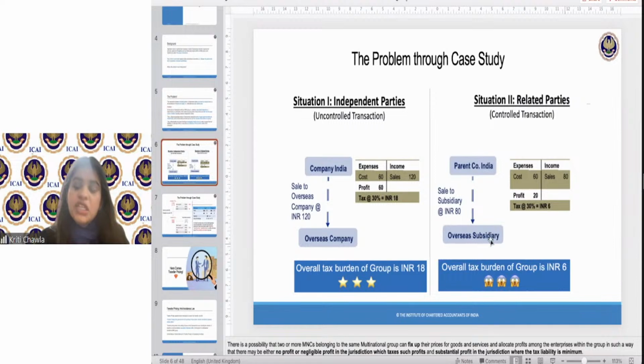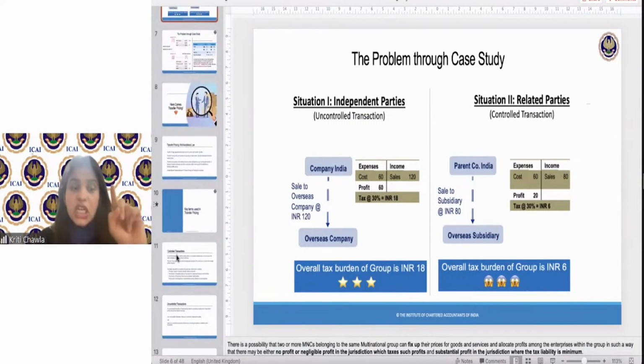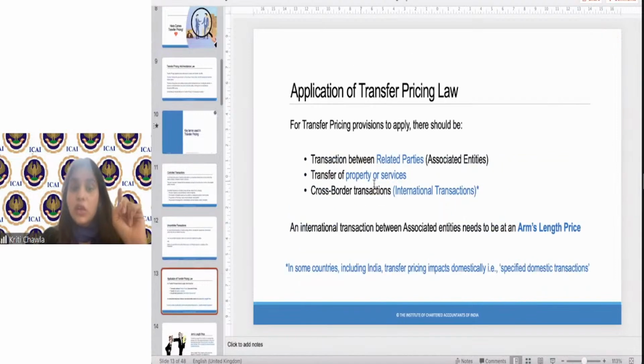This is the parent company and this is their wholly owned subsidiary. So it is established that there is something called a related party transaction. Then it should be a transfer of property or services. It can be any sale transaction, any services that are being performed, etc. We'll talk about this particular definition also in detail.